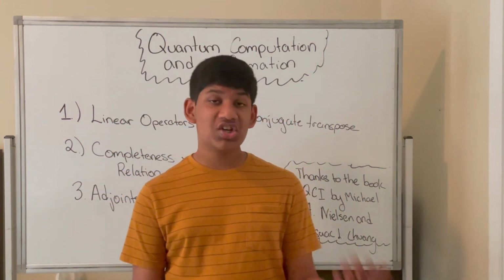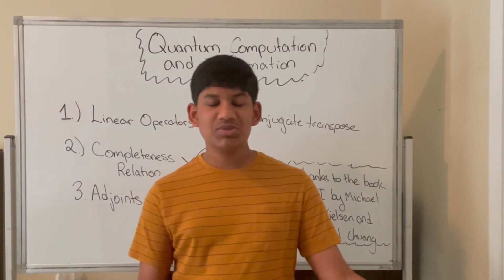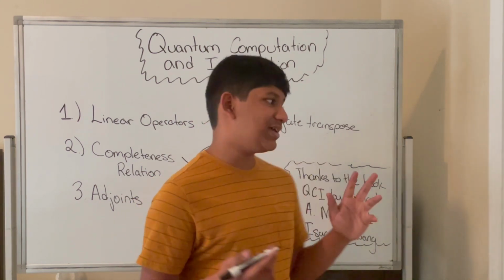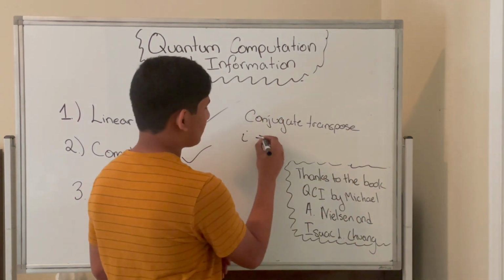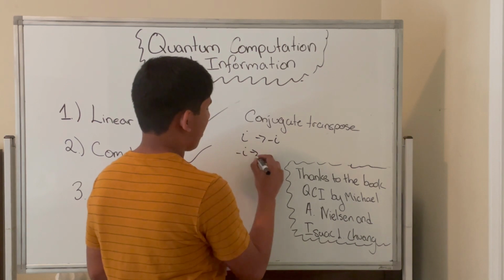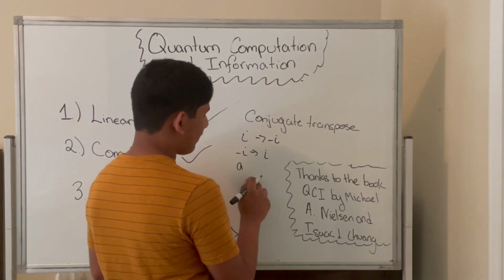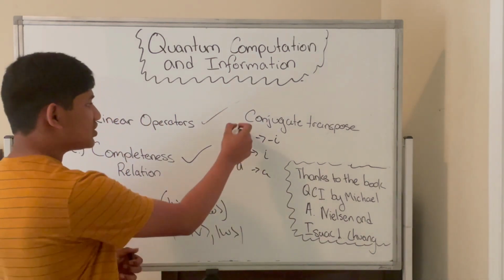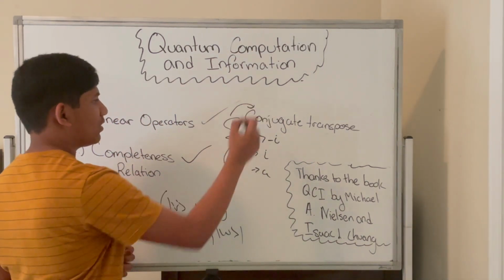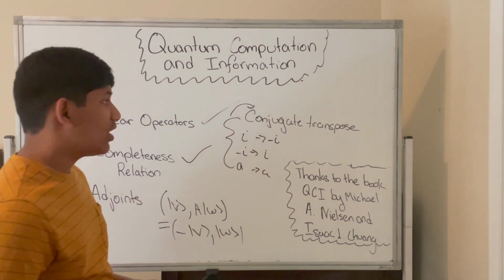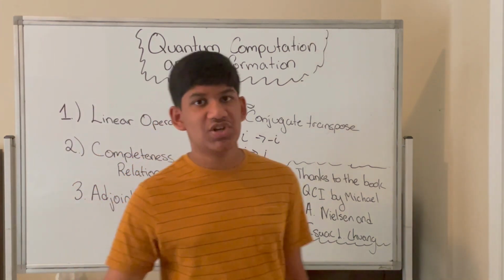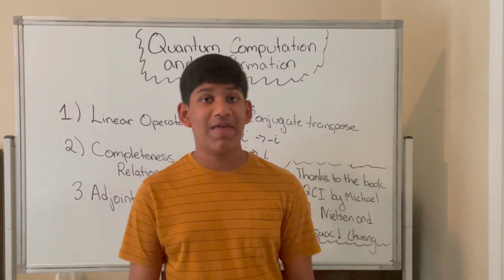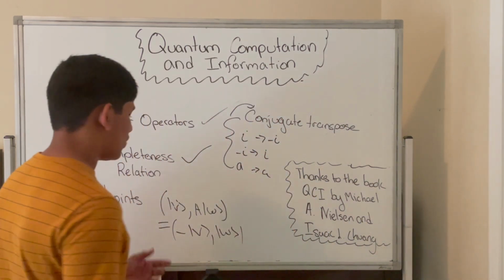We're taking its complex conjugate, which means that we're negating the i's. So if we have i, this becomes negative i. If we have negative i, this becomes positive i. And real numbers just stay real numbers. So once we do the conjugate, we're going to take the transpose. The transpose is just transposing a matrix. We're just switching the rows and columns. And that's what gives us the adjoint.